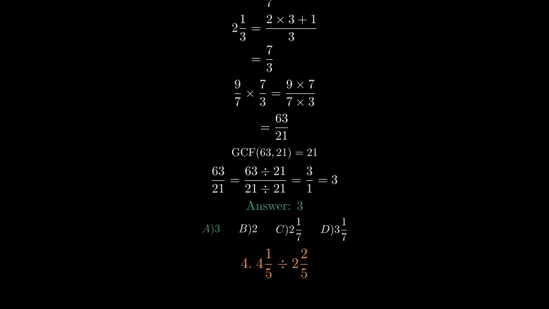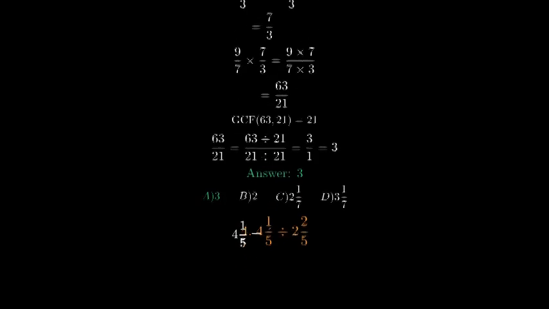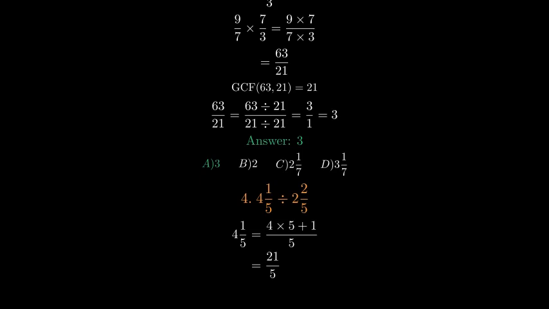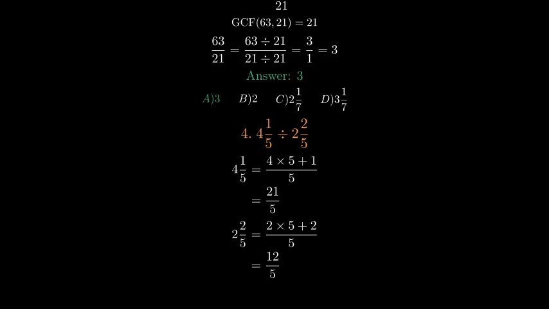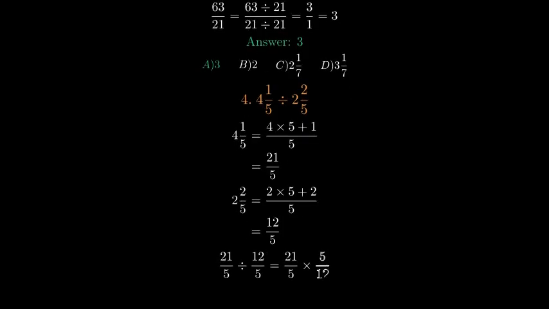Let's now look at division with mixed numbers. Our example is 4 and 1/5 divided by 2 and 2/5. First, we convert both mixed numbers to improper fractions. 4 and 1/5 equals 21/5. 2 and 2/5 equals 12/5. To divide by a fraction, we multiply by its reciprocal. So dividing by 12/5 is the same as multiplying by 5/12.